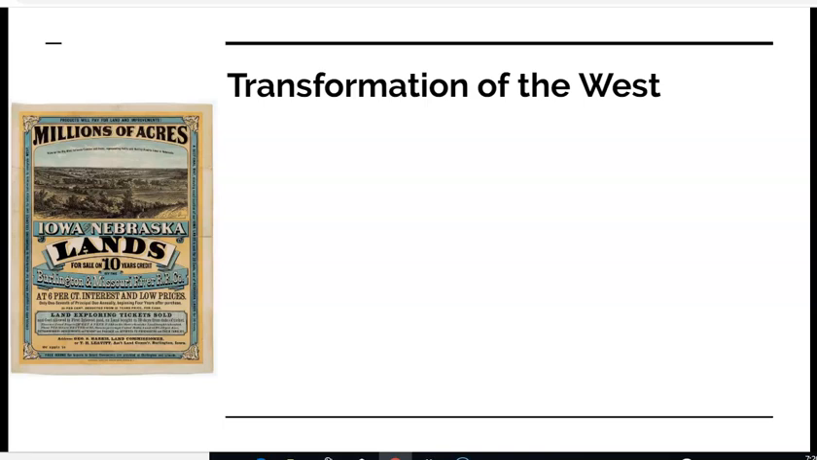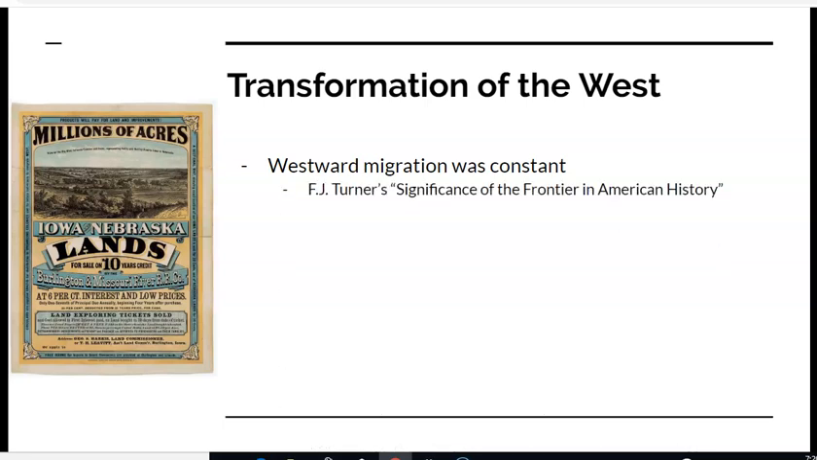change society. Meanwhile, while all this transformation is going on in the cities with immigration and the rise of industry, the Western United States is also radically transforming. Western migration has always been a constant in the United States. This has always gone on. From the first European settlers, European colonizers to arrive, people have always been moving west. And this would increase after the Civil War.